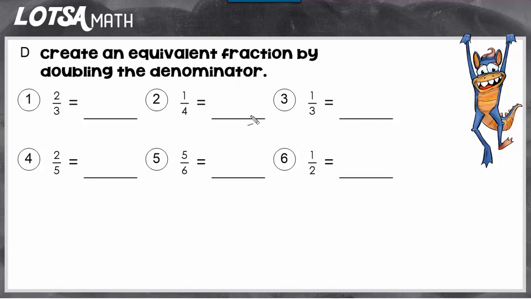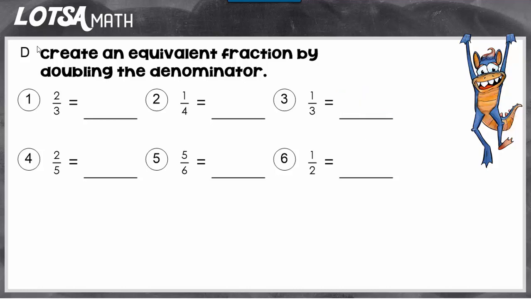So let's look at number 3. On number 3, we have 1/3. So 1/3, if we double the number of pieces, we would have 6 pieces. But also then, the numerator would double. So 1/3 would double to 2/6.